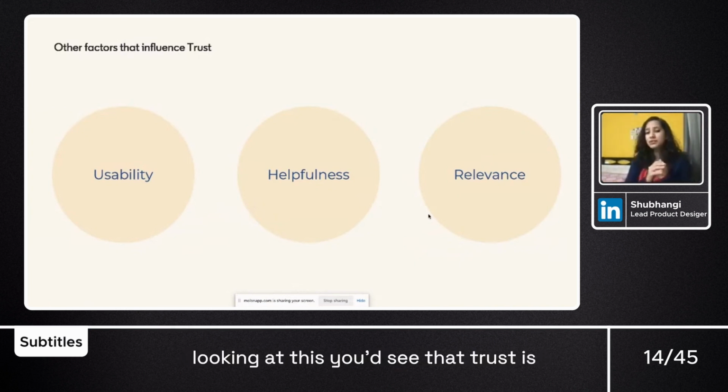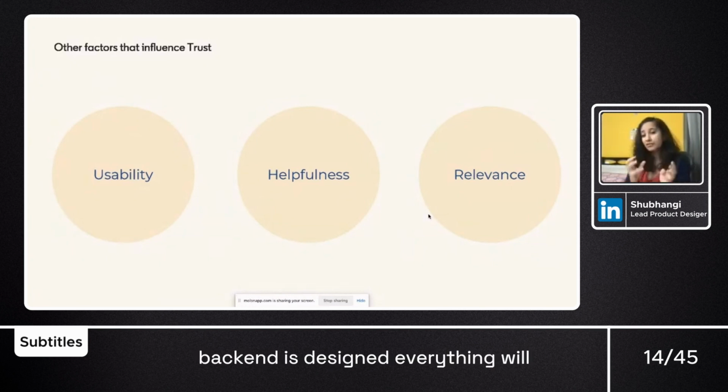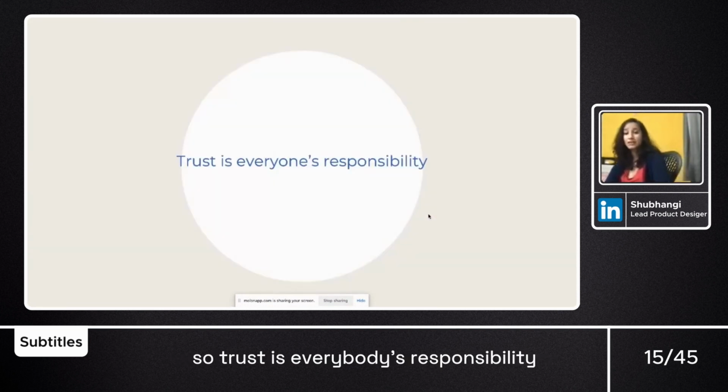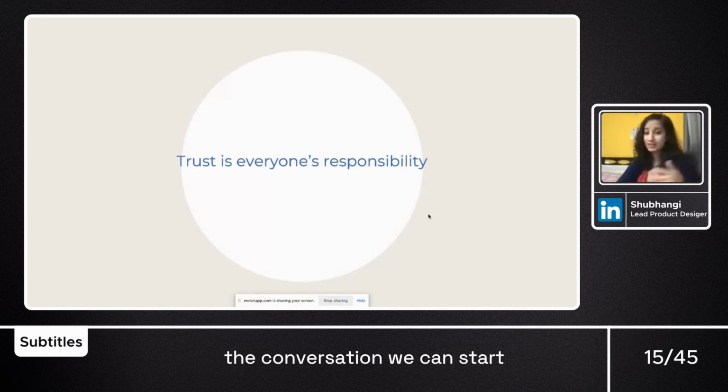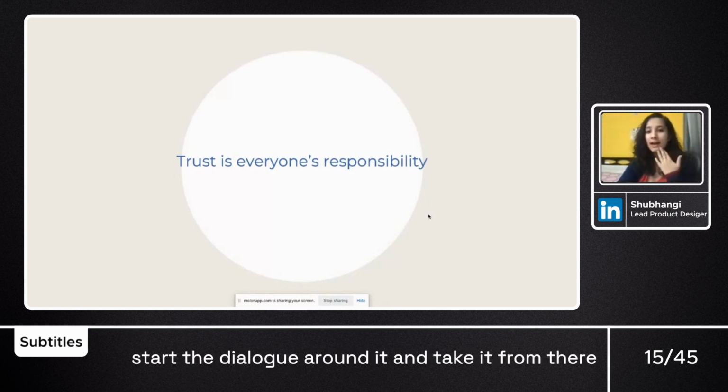So looking at this, you'd see that trust is not just a designer's onus, it is everybody's responsibility. So whether it's the leadership or the AI team or the engineering team or the way the backend is designed, everything will contribute to it in some way or the other. So trust is everyone's responsibility, and as designers, what we can do is start the conversation. We can start questioning our team members, we can start the dialogue around it and take it from there.